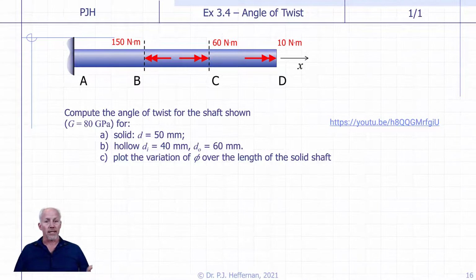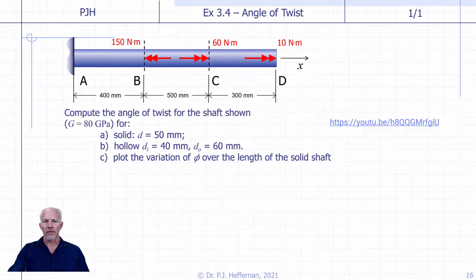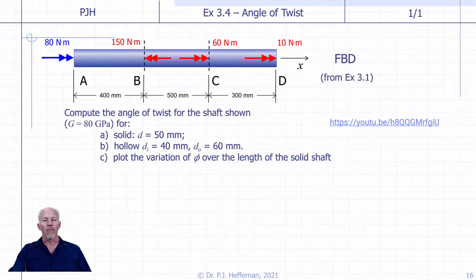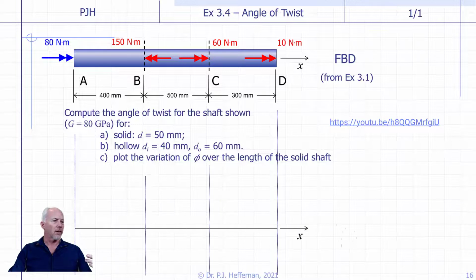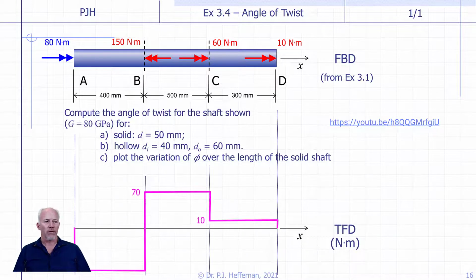So we've got our example. This is the same example that we've been running up until now. And I'm going to give you some lengths for the section because we're going to do angles of twist. Up until now, we haven't had to know the distances between A, B, C, and D. So I've added the lengths shown here. We already have done the free body diagram and derived the reaction at A, and so we don't have to do that again. That's already done. And as you will recall, you went on to do the torque force diagram. So that is our starting point for this.